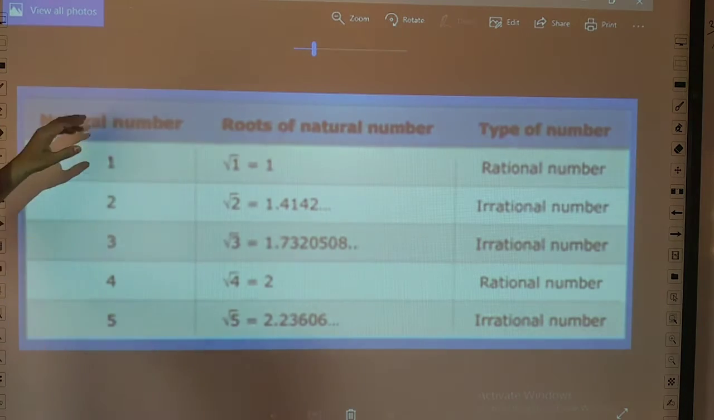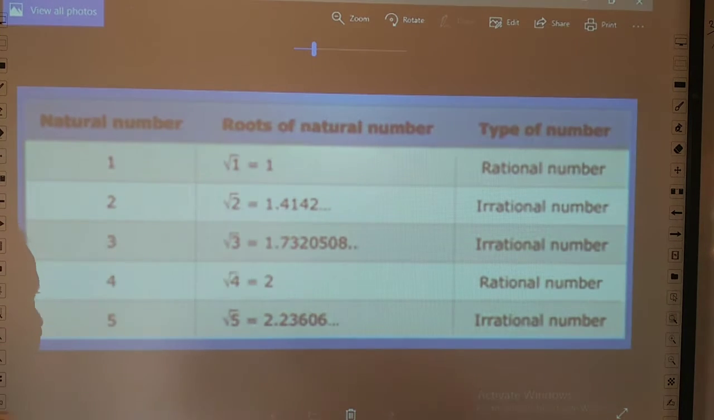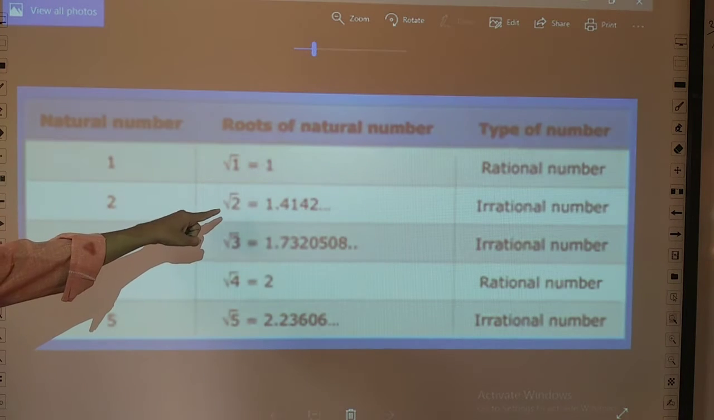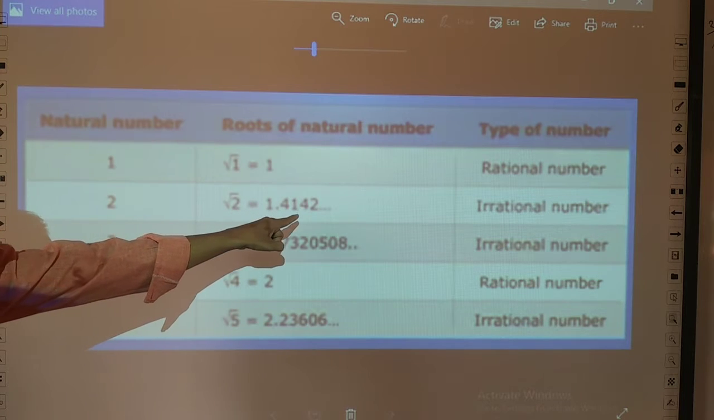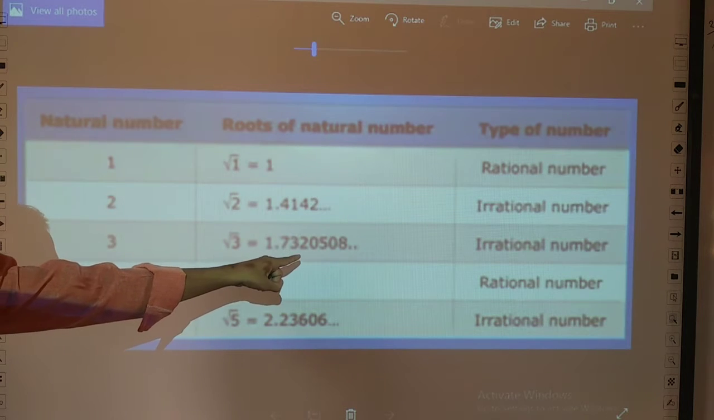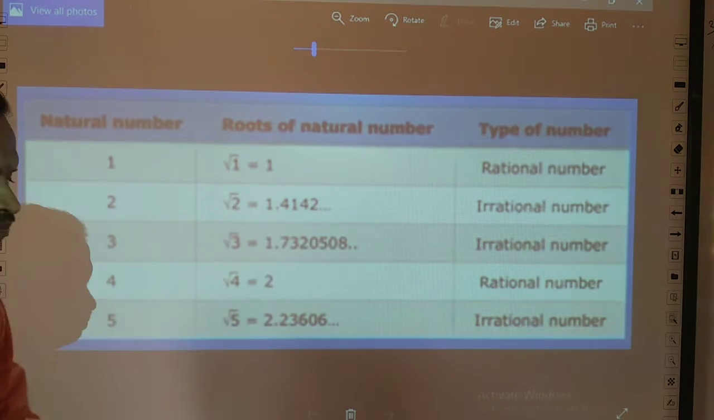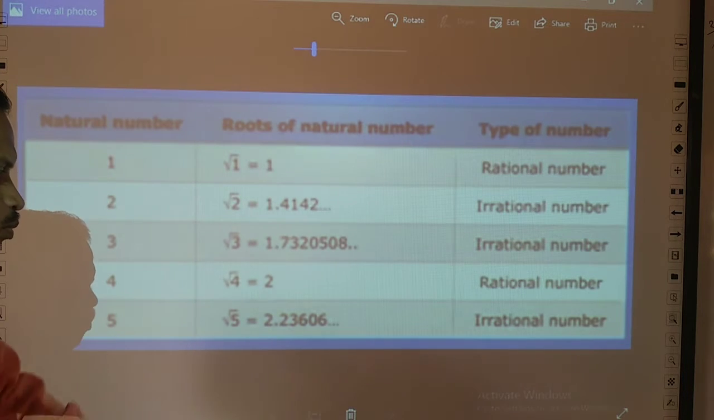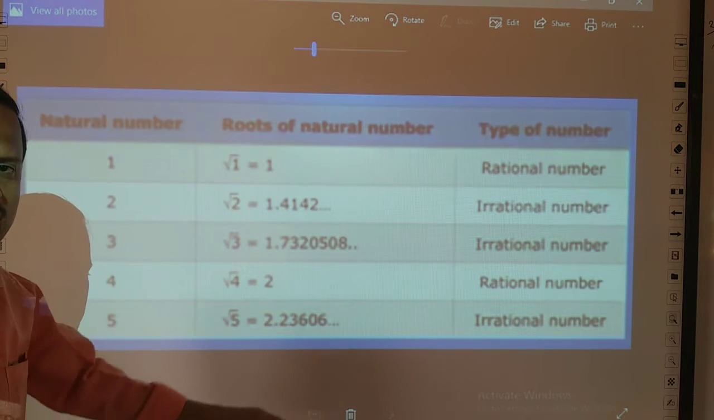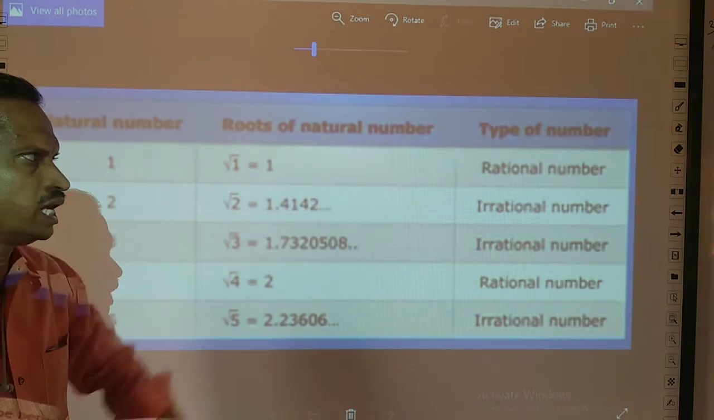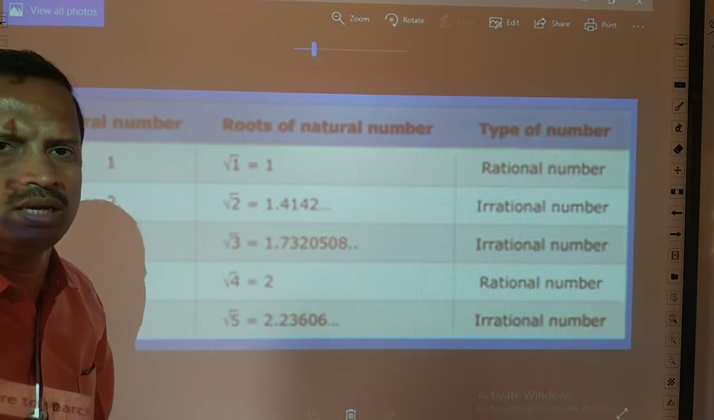So here, for natural numbers 1, 2, 3, 4, 5, if you take the square root, you see what happens. Square root of 1 is 1, square root of 2 is 1.4142, etc. Root 3 is 1.732050, etc. Root 4 is 2, that you know. Root 5 is 2.23606, etc. So you see, if you take the square root, the type of number is either rational or irrational.